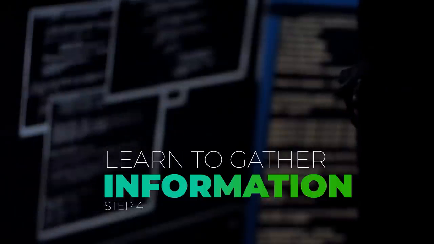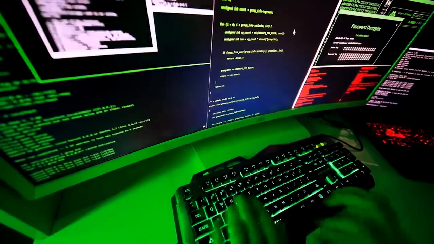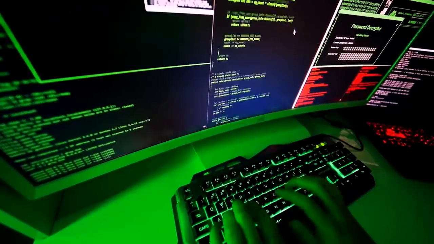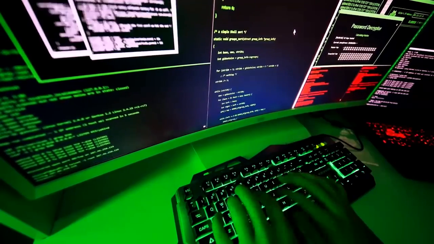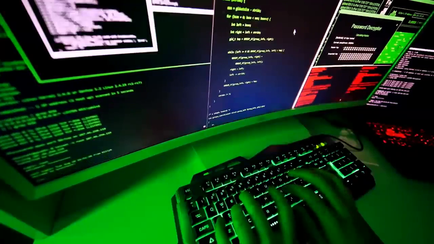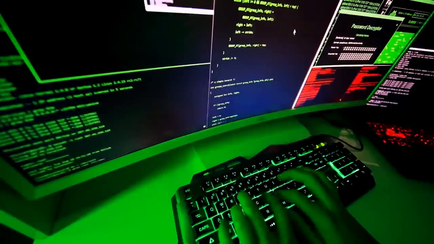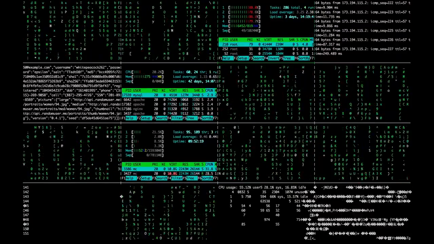The fourth step is to learn how to scan and gather valuable information. A hacker without information or who doesn't know how to gather information is like an empty gun, literally useless. As a hacker, you should be able to scan and gather information on networks, websites, systems, and more so as to know how to get in or out. You can use tools like Nmap, Unicorn Scan, Whois, Dig, and other tools to scan and gather information.